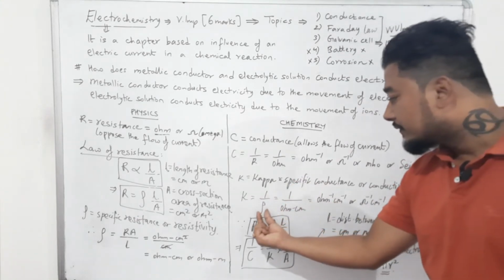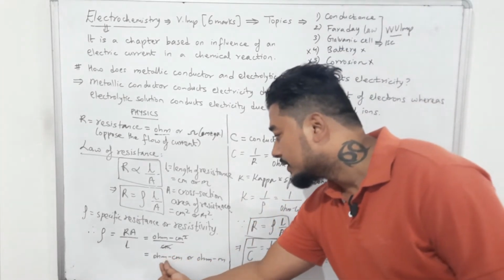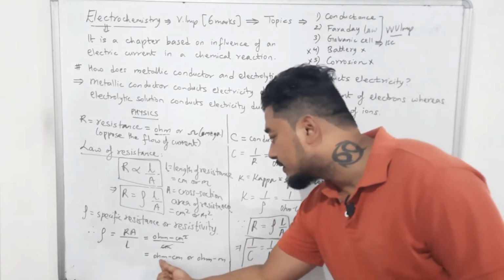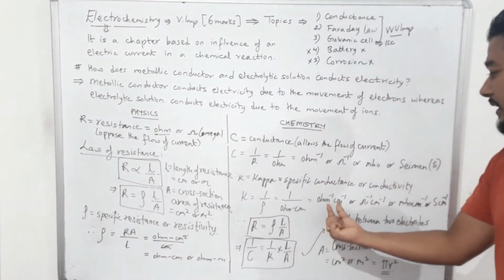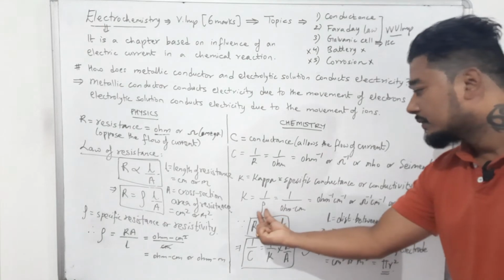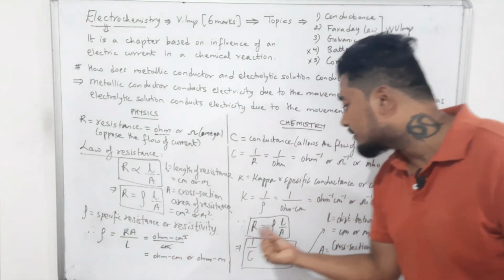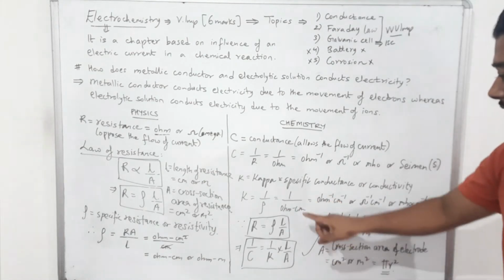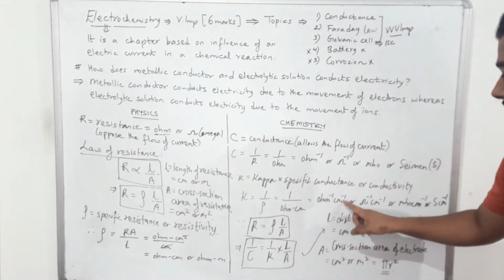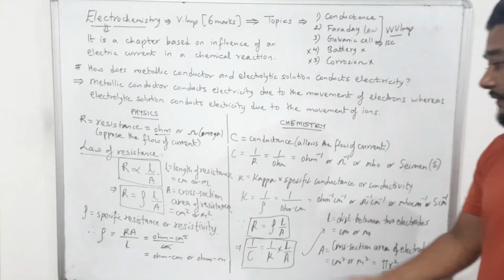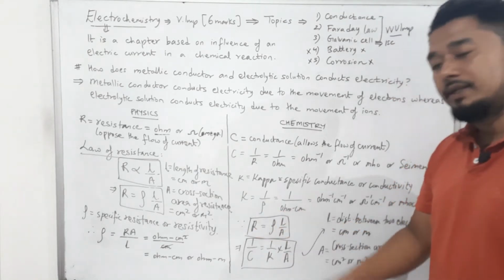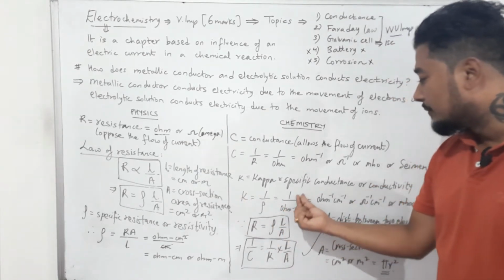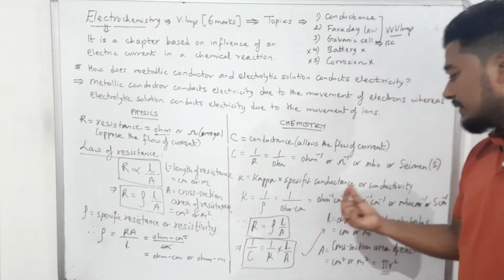So what is the unit of rho in CGS units? The unit of rho in CGS units is ohm centimeter. That is what I am writing here, ohm centimeter. Now if this ohm goes up, it becomes ohm inverse. If centimeter also goes up, it becomes centimeter inverse. Therefore, if the unit of rho is ohm centimeter, then the unit of kappa will be ohm inverse centimeter inverse.